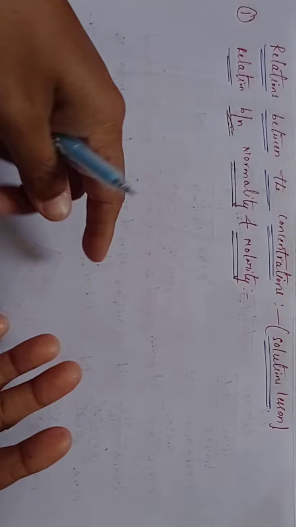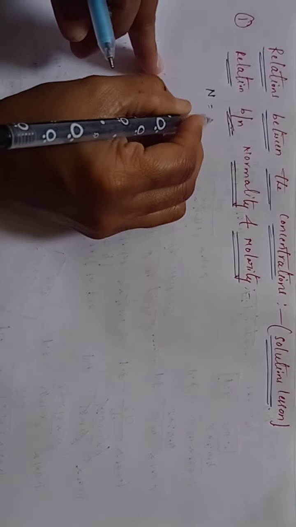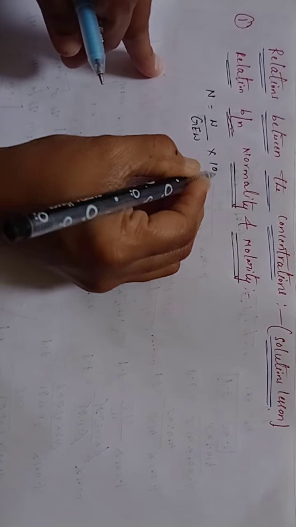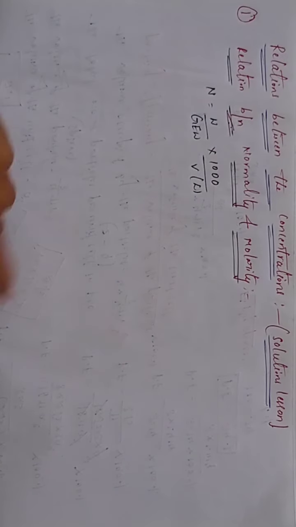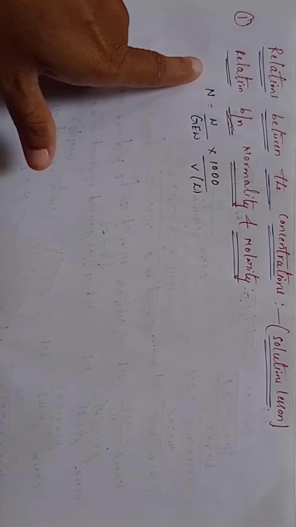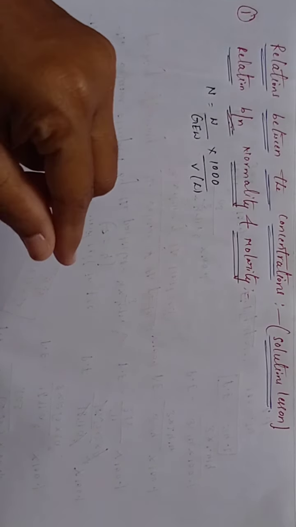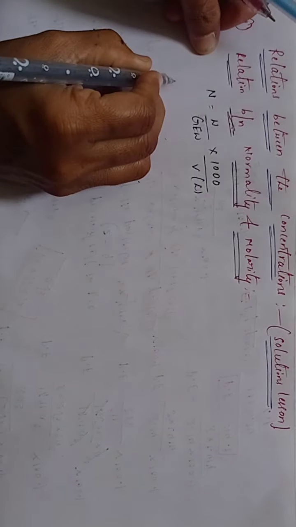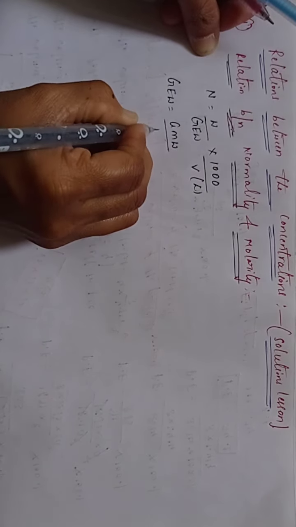So first I will take the normality formula, students. Normality is equal to weight by gram equivalent weight into 1000 by volume, where volume is in liters. Clear? This is the normality formula. But we know that gram equivalent weight is equal to gram molecular weight by n. What is gram equivalent weight, students? Gram equivalent weight is equal to gram molecular weight by n.